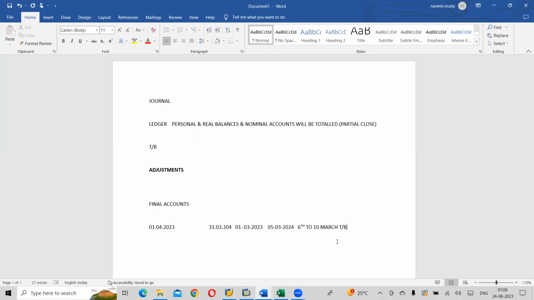21 days, correct? So what does it mean? Will the business shut down because their books are closed, and go for a holiday? No, right? After 10th of March, from 11th of March onwards also, they will do some purchases, some sales, some payments, some receipts, correct? They will do them after 11th also.